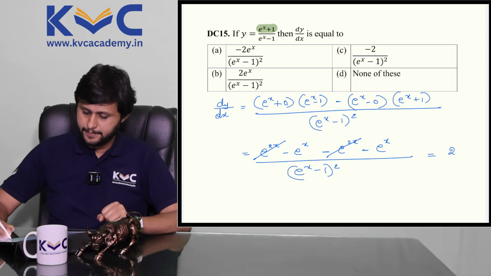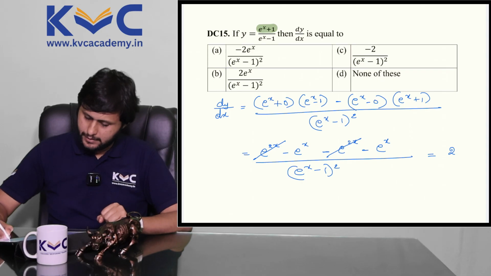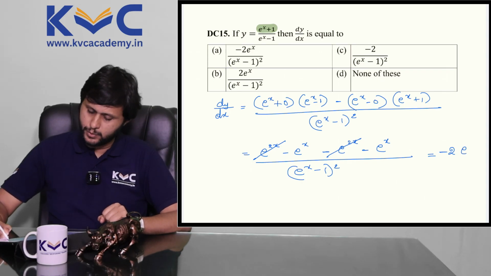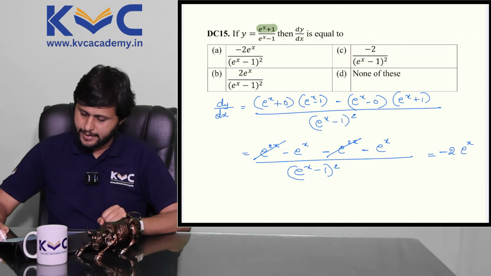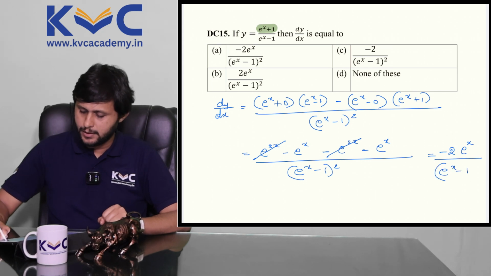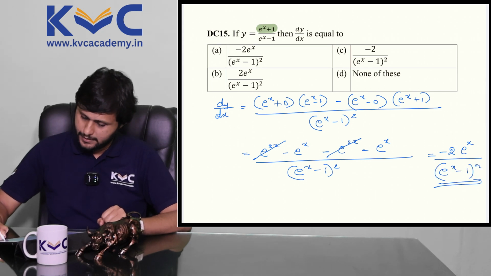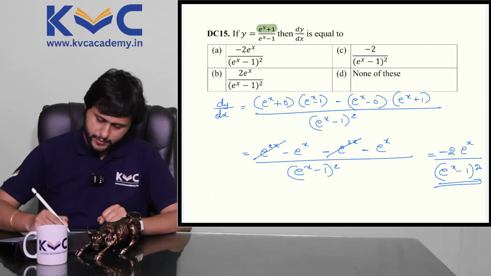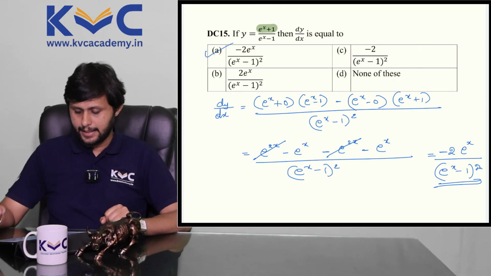So 2 times, so minus 2 e to the power x divided by e to the power x minus 1 whole square. Do we have that option? Yes, we do. We have option E as the right answer.